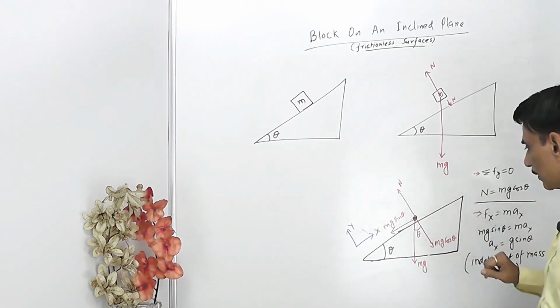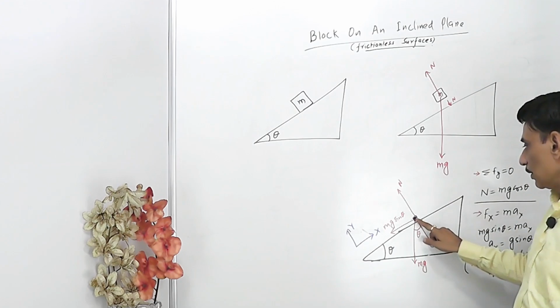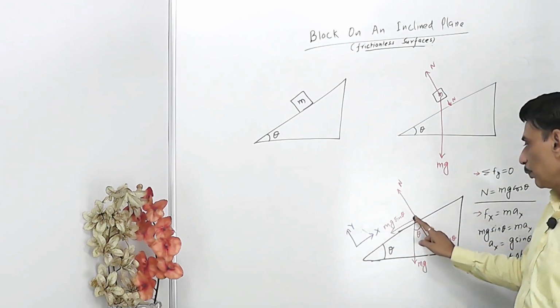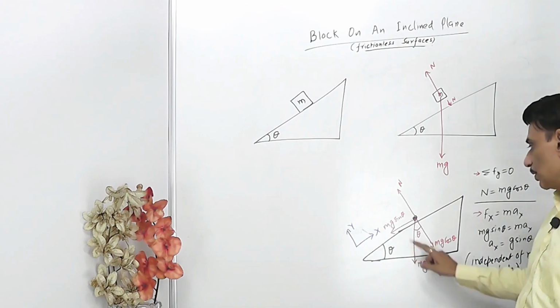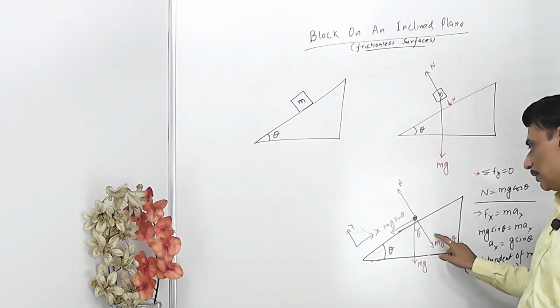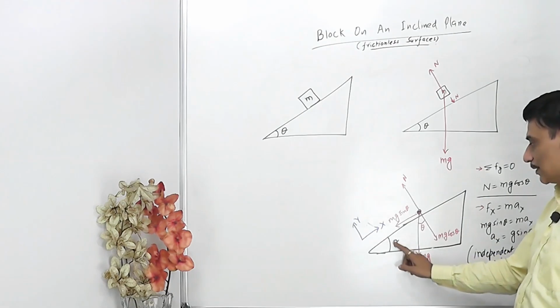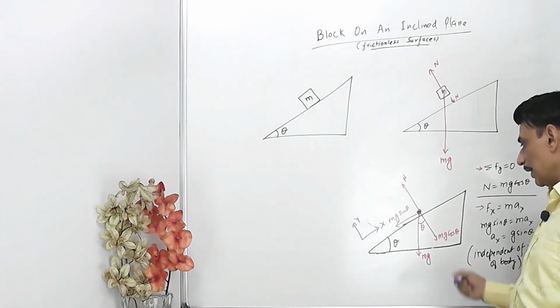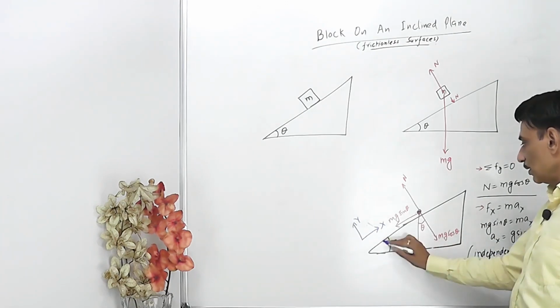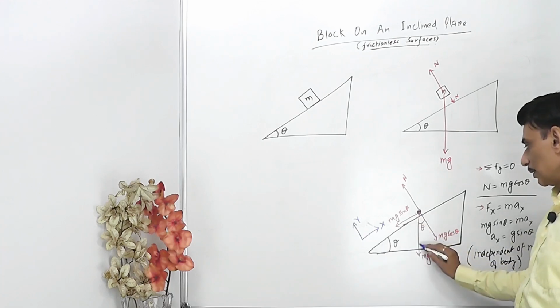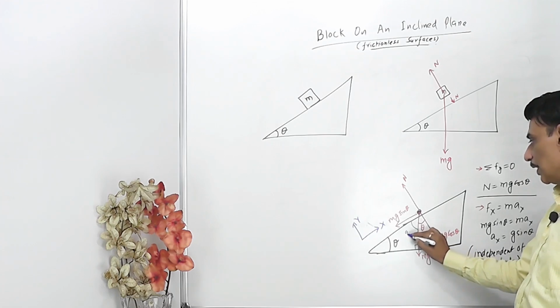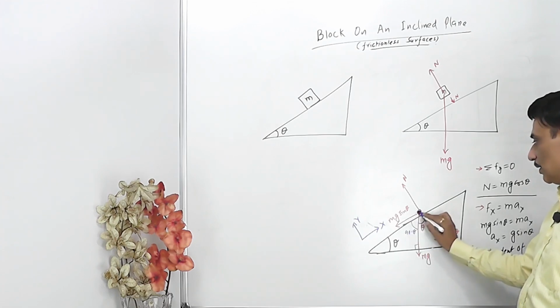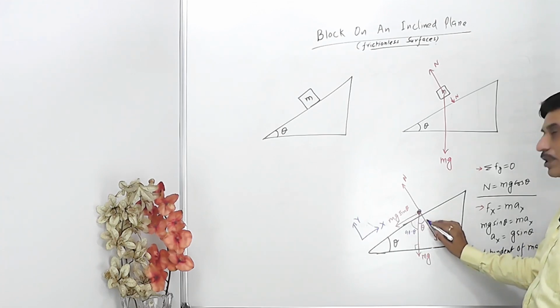So now what we do is, we break this mg, which is along the y-axis, into its rectangular components. One is mg sin theta, the other is mg cos theta. We see that this angle is theta and this angle is obviously 90 degrees. This is a right angle triangle. If this is 90, then this is 90 minus theta, and this and this is 90, so this comes out to be theta.